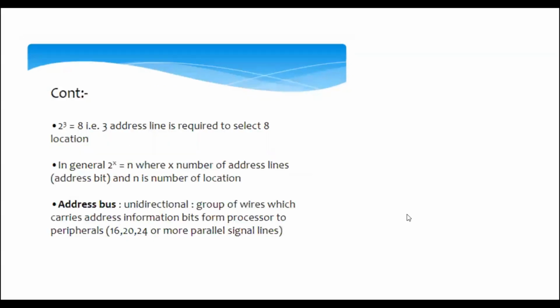For example, we have 2 raised to 3 equals 8. So 3 address lines are required to select 8 locations. In general, 2 raised to x equals n, where x is the number of address lines or address bits, and n is the number of locations. The address bus is a unidirectional group of wires which carries address information bits from the processor to peripherals, like 16, 20, 24 or more parallel signal lines.